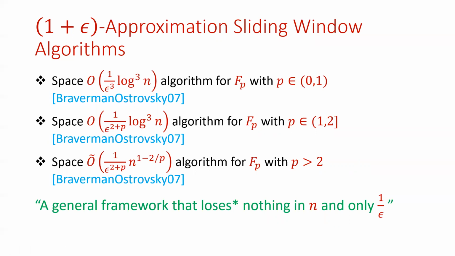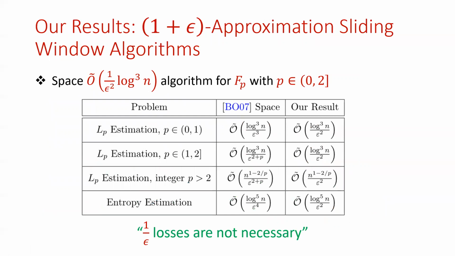What's known in the sliding window model from the framework of Braverman and Ostrovsky is that they provide a general framework that loses nothing in n, but they do lose 1 over epsilon factors. And our results are that for these problems in the sliding window model, 1 over epsilon losses are also not necessary. So in summary, we get no losses in 1 over epsilon for either the sliding window model or the adversarially robust streaming model.